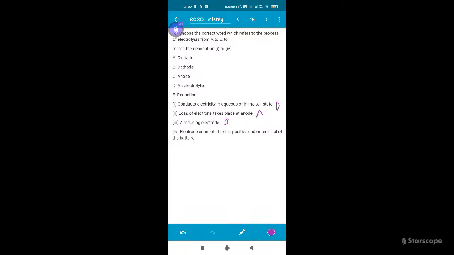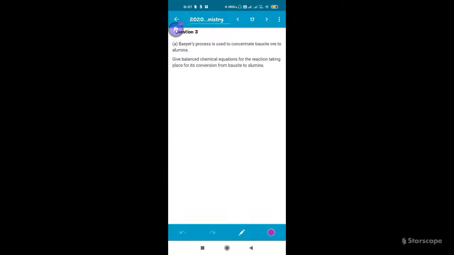Number 4 is the electrode which is connected to the positive end of the terminal of the battery. So to the positive end, anode is connected. So number 4's answer will be C, anode. So you should remember what is the cathode and what is the anode to answer these types of questions. It is very important. I hope this question is also clear. These are very direct questions, nothing much to explain. Let's move on to question number 3.